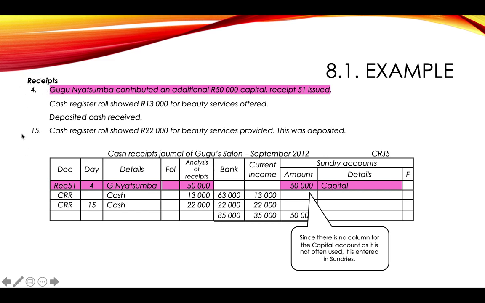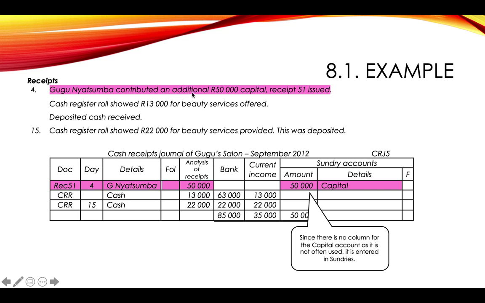Now remember, the receipts would just be the pile of all of these documents. Sometimes you will be given actual documents to use. Sometimes they will just list the information for you, as has been done over here. But it's a good idea to try and visualize the document for yourself as well.